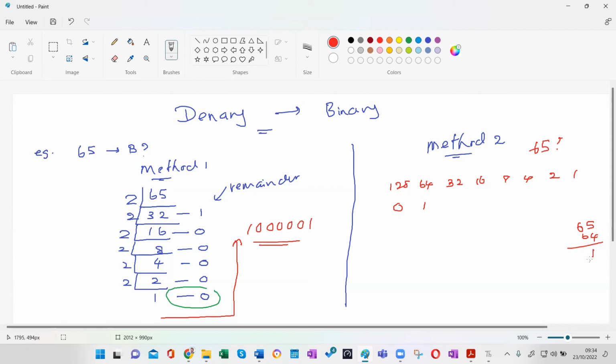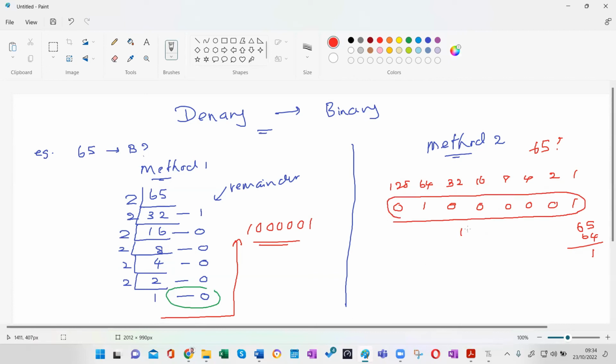Okay. That 1, where can we put? In that 1, we don't have 32s, right? 0. In that 1, we don't have 16s. 0. In that 1, we don't have 8s. 0. In that 1, we don't have 4s. 0. In that 1, we don't have 2s. 0. So in that 1, we have 1, 1. Put 1 there. We have got the answer. Easy, right?